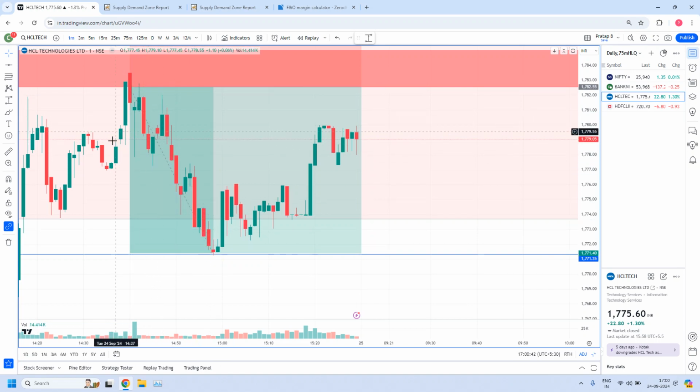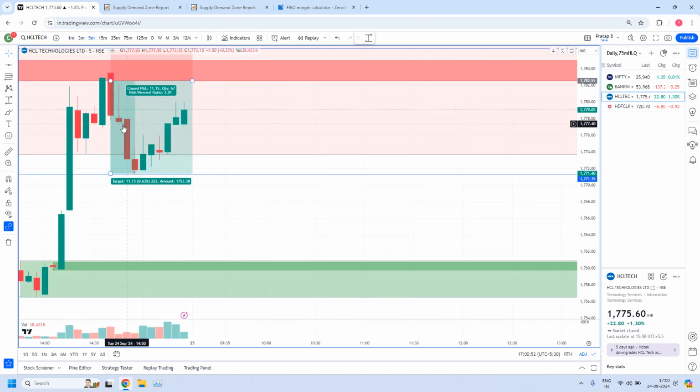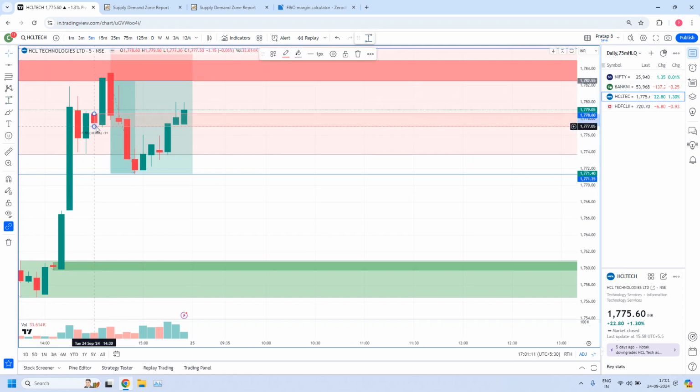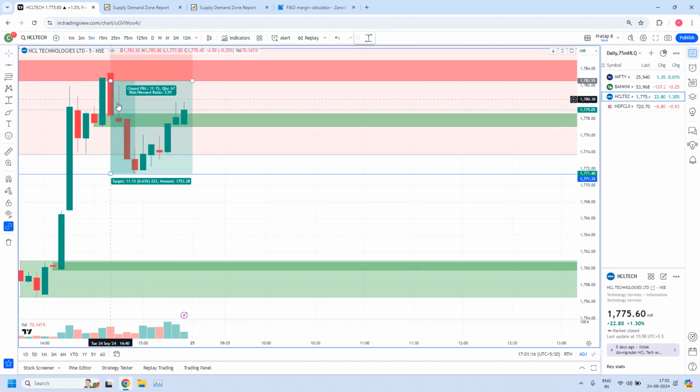This time, this 5 minute zone is violated here. The reason is, it was already tested in this candle. So you might have taken a trade in the next candle, and you could have exited, because at the time of taking the trade this candle was not completed. This 5 minute zone is not confirmed. So you already took a trade, and if you want to exit at 5 minutes, you can exit here. Maybe you would have got a small profit.